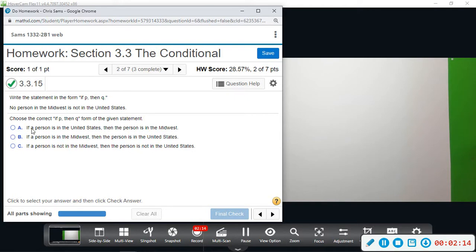Okay, so this one says if a person is in the United States, then the person is in the Midwest. Kind of reverses the order without the nots. That's not necessarily true. Okay, if a person is in the Midwest, then the person is in the United States. And then, which kind of holds just the same thing as getting rid of the double negative. And then C says if a person is not in the Midwest, then the person is not in the United States. Okay, so the only one that's going to be true here is going to be B.